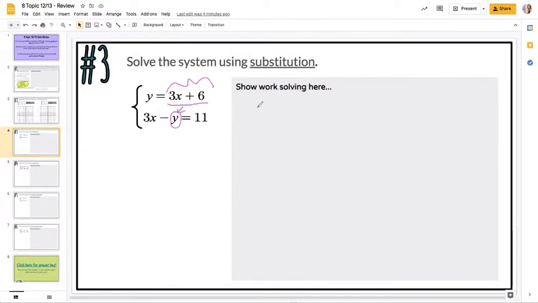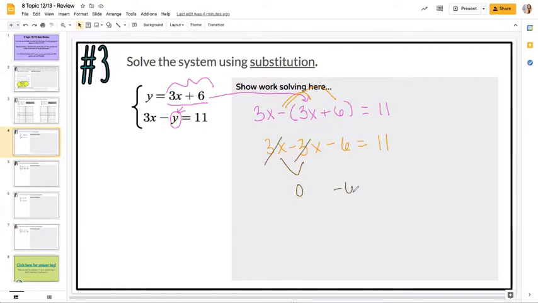So when I substitute this equation, we're going to get 3x minus, but stop, instead of y, I'm going to write (3x plus 6) equals 11. So I took that and I replaced my y with 3x plus 6. Okay. Then we're just going to distribute. Make sure you distribute that negative out. So we get 3x minus 3x minus 6 equals 11. Start simplifying. So 3x minus 3x, those end up giving you 0. They cancel. And we're left with -6 equals 11.